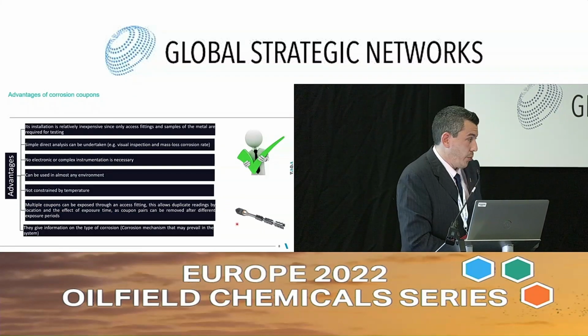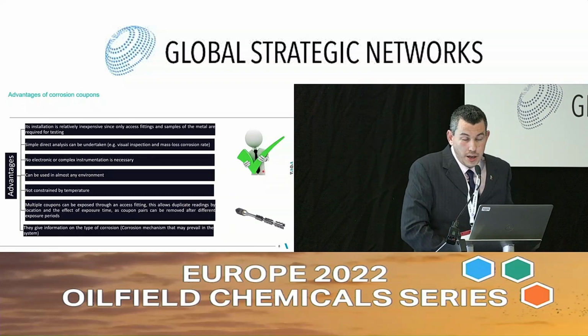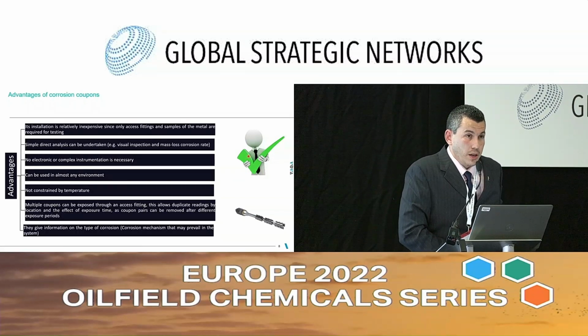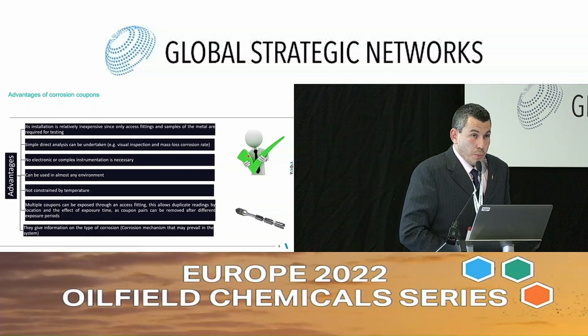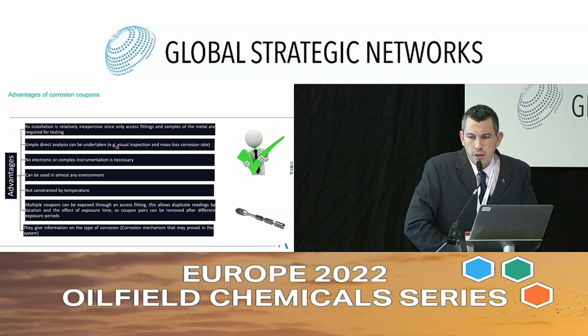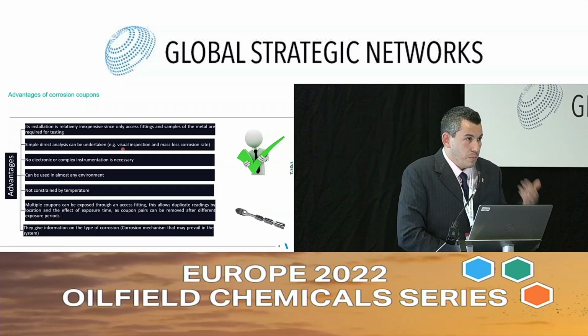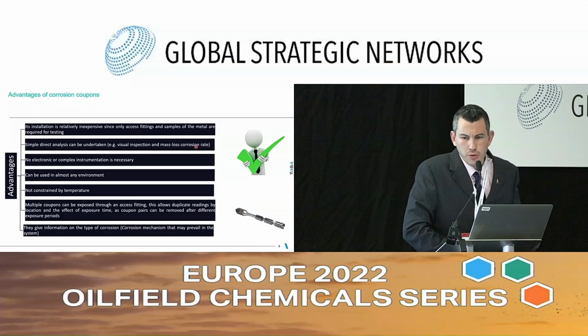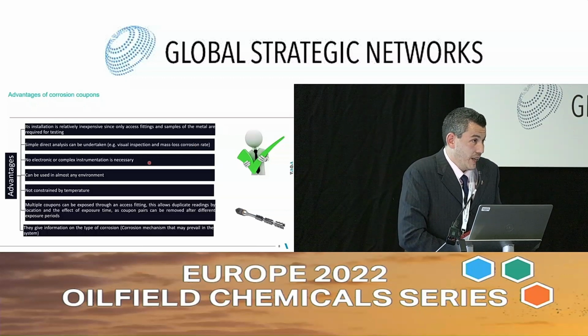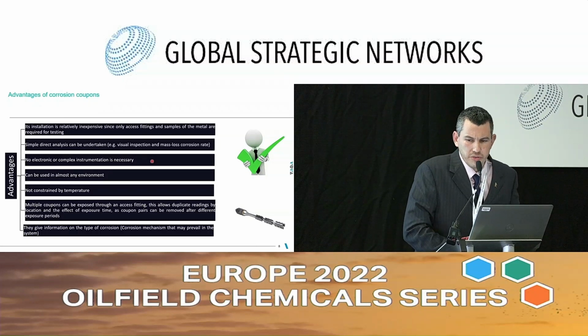What are the advantages that we have with corrosion coupons? Their installation is, as I already mentioned, quite inexpensive. You only need an access fitting and a sample of the material to be replaced every time that you retrieve them. You could even reuse corrosion coupons if you want to have a long-term evaluation, but it's not recommended. One of the advantages is that you can run simple and direct analysis, like visual inspection and mass loss corrosion rate calculations. You don't need complicated electronic devices or extra instrumentation or highly qualified technicians to do this kind of activity.